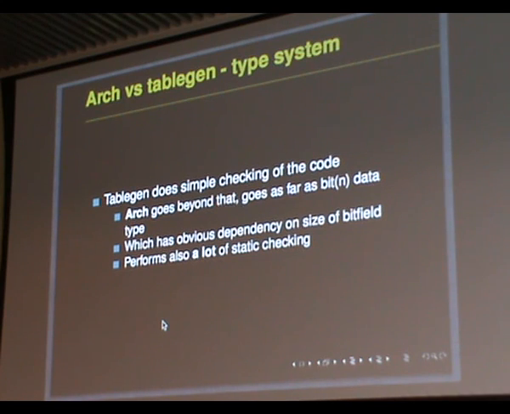So, type system. We have this big data type and perform a lot of static checks, like for instance alignment of the bit fields, very simple checks, like all the stuff that might be not obvious and might be an error.